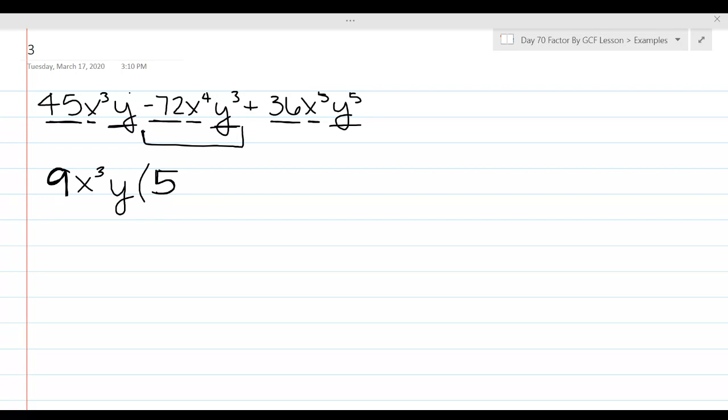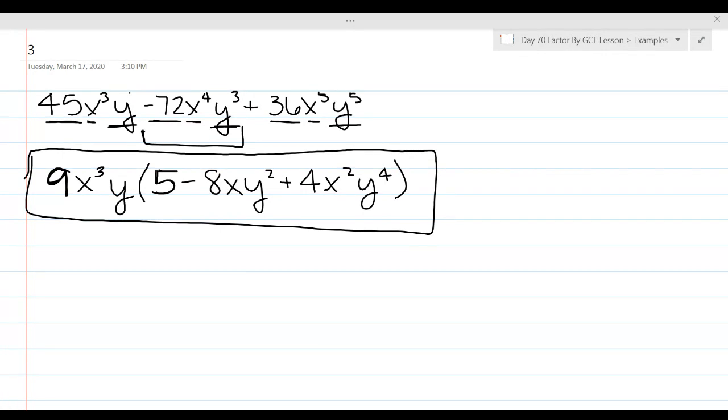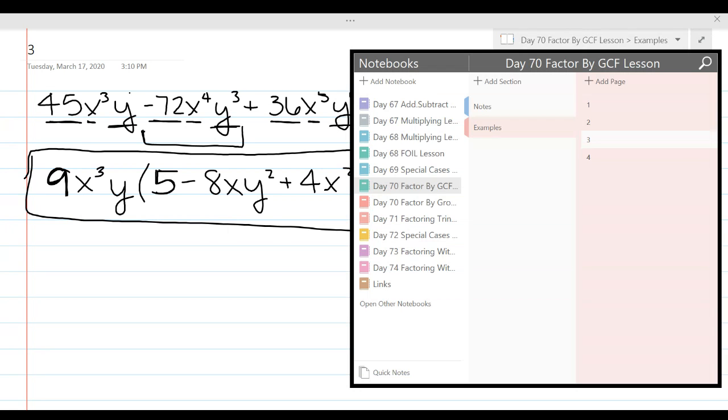Then we're going to divide the second one. So negative 72 divided by 9 is going to be negative 8. X to the fourth over x to the third is x. And y to the third over y is going to be y squared. And we have our last one, 36 divided by 9 is 4. X to the fifth divided by x to the third is x squared. And y to the fifth over y is going to be y to the fourth. And that is our final answer. I do recommend you guys do go back and distribute them to check your answers on these first few, just to make sure that you're doing them right, because you don't want to miss anything.